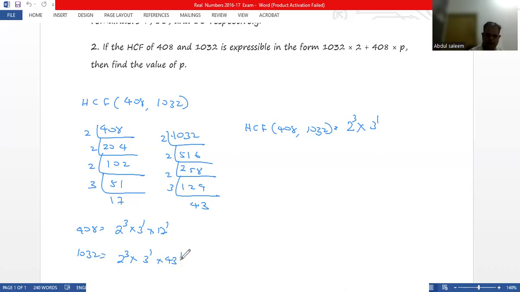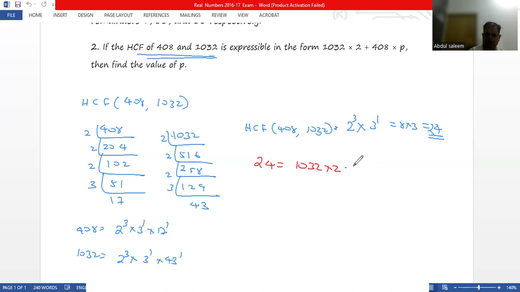There is no 17 in the below one. There is no 43 in the first number. So 8 into 3, 24. 24 is the HCF. This is the HCF of these numbers, that is 24. This 24 we can express in the given form.